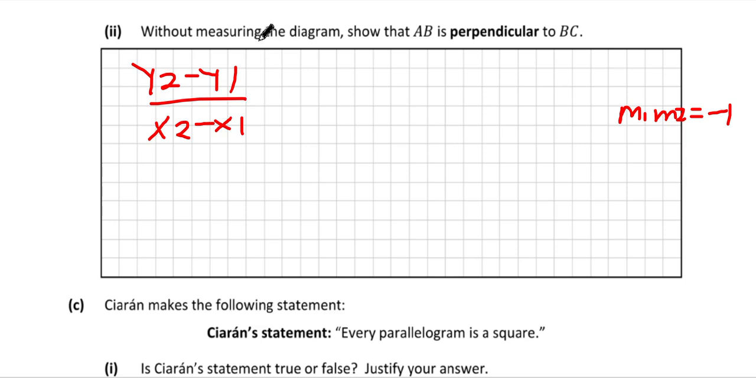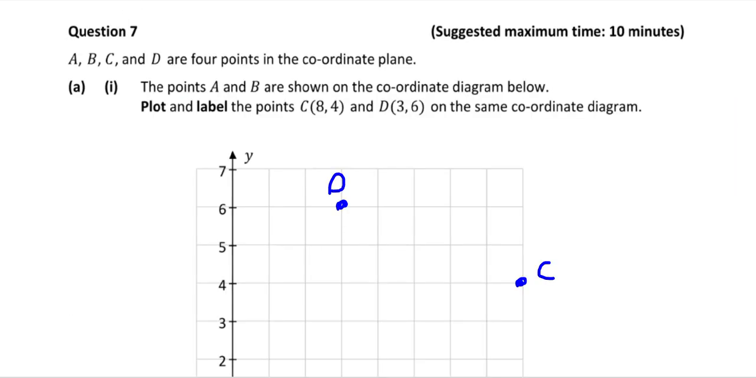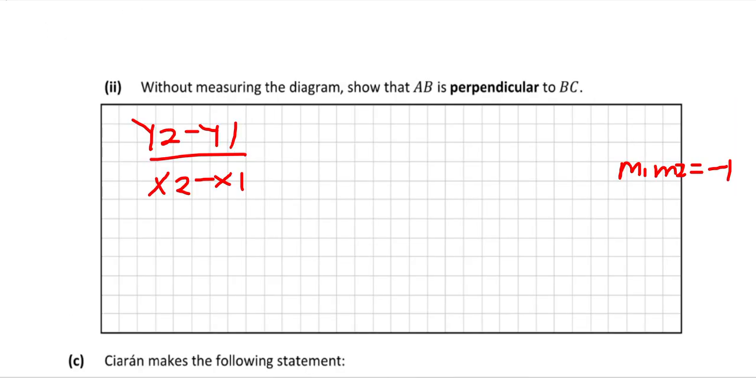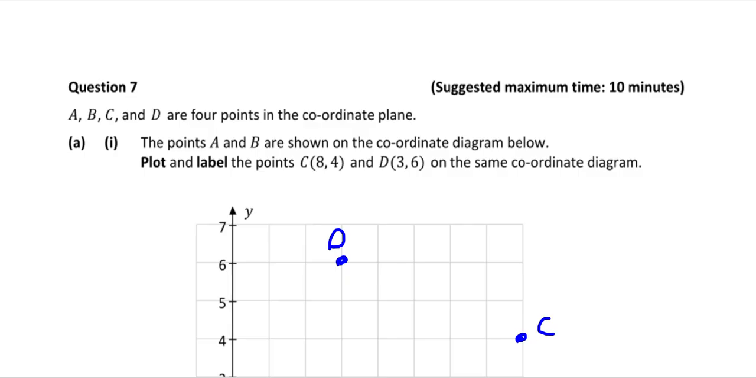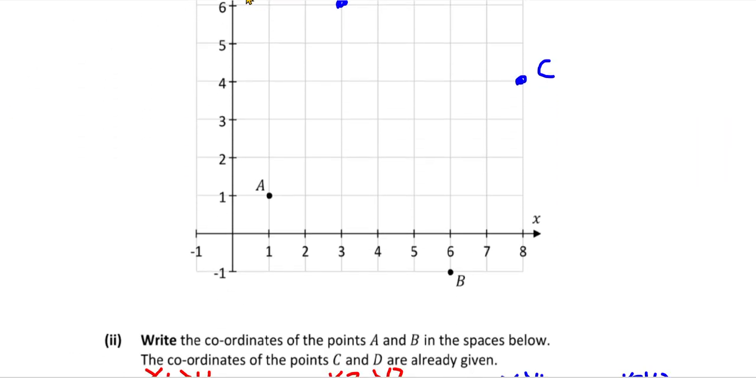Now here's... Oh, it sort of says without measuring the diagram. Well, I suppose if it does say without measuring the diagram, I would be running the risk. I could do it like this. What was it? AB and BC? AB would be how many blocks down and how many blocks across? Two down and 5 across. So the slope of AB would be -2/5.